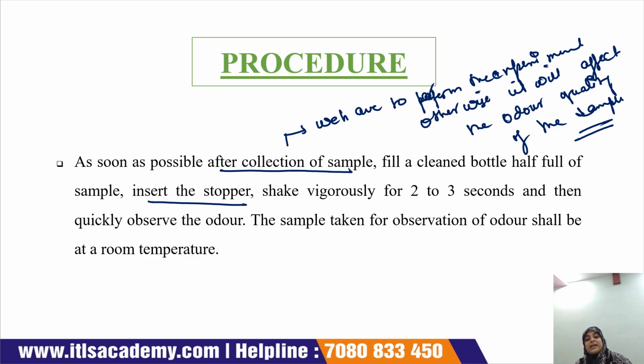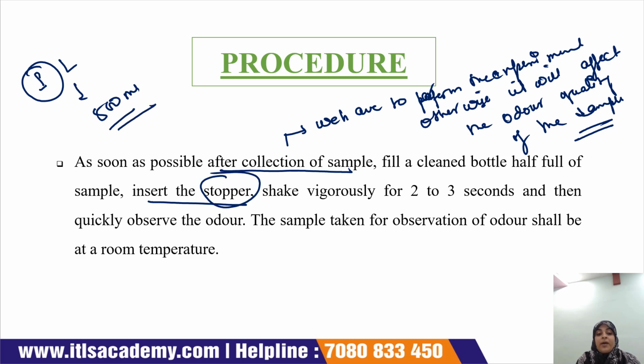Now after cleaning it, what should we do? We take a sample and put it into the bottle, and half the bottle should be filled. Suppose we have a bottle of 1 liter capacity, then the sample should be 500 ml only. Then we insert the stopper into it and shake it vigorously for 2 to 3 seconds. And then we quickly observe the odor of the sample.